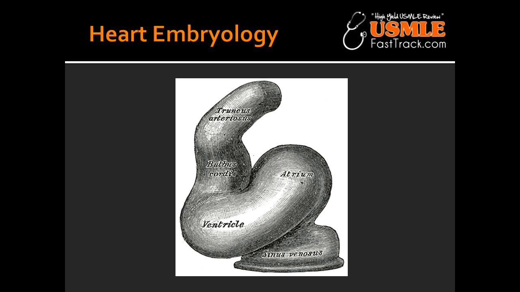What does the embryonic structure, left horn of sinus venosus, become? The left horn of sinus venosus becomes the coronary sinus. What does the embryonic structure, right horn of sinus venosus, become? The right horn of sinus venosus becomes the smooth part of the right atrium.